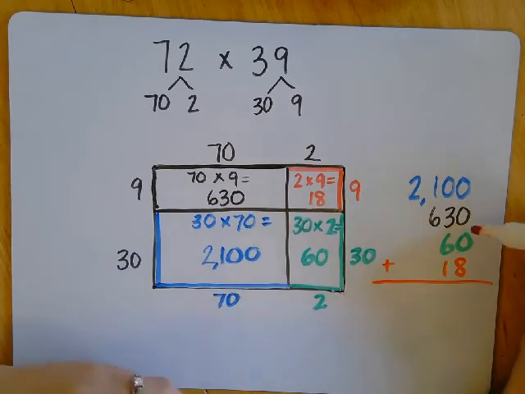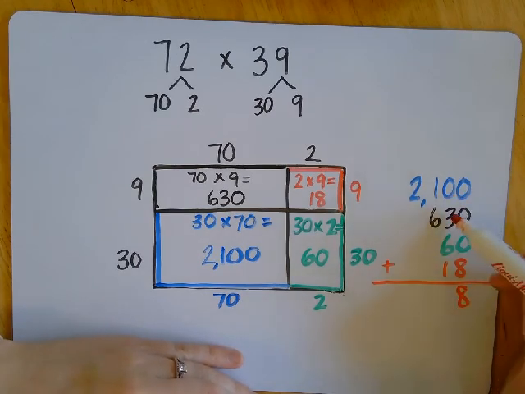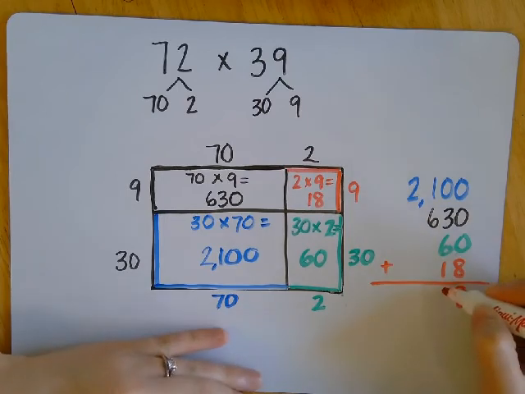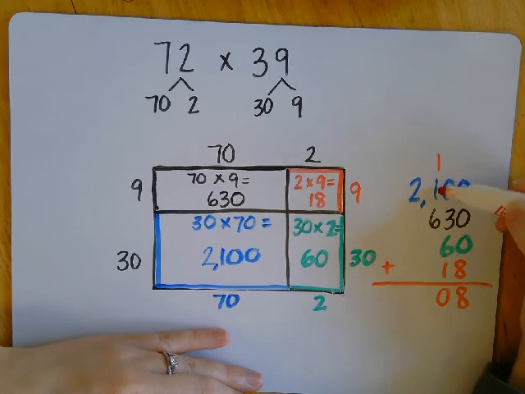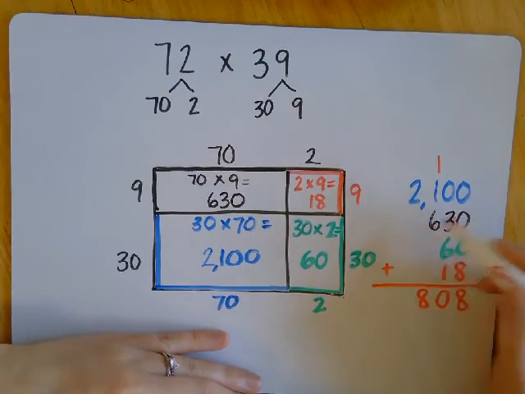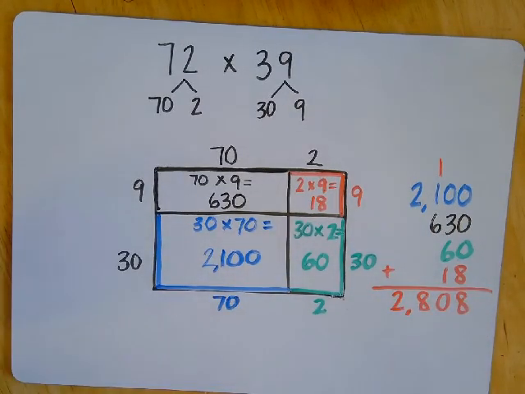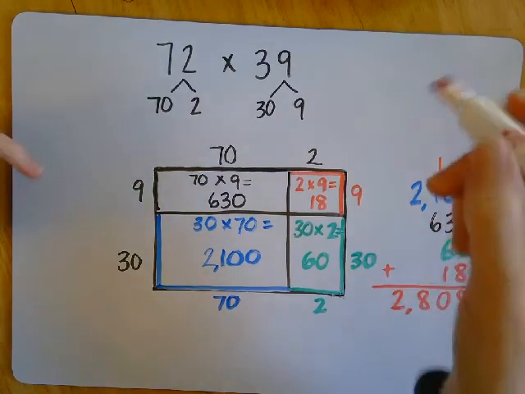0 plus 0 is 0, plus another 0 is 0, plus 8 more is 8. 0 plus 3 is 3, plus 6 more is 9, plus another 1 is 10. 1 plus 1 is 2, plus 6 more is 8. And 2 plus nothing is still 2. So 72 times 39 equals 2,808.